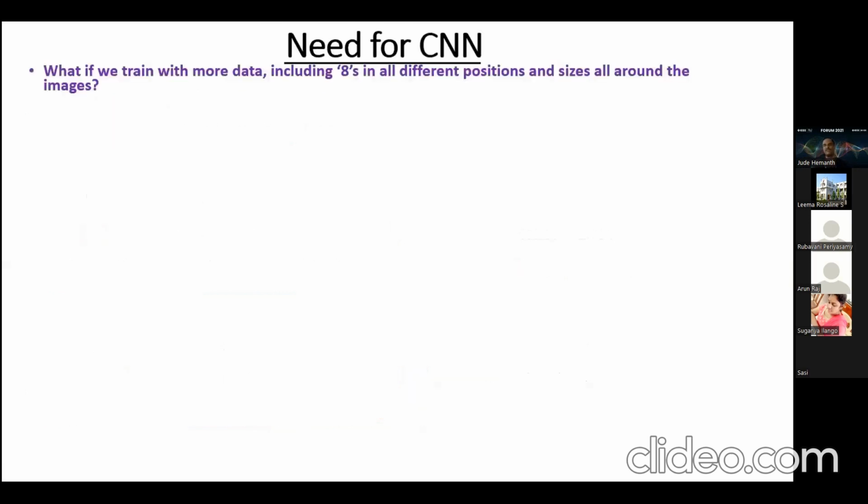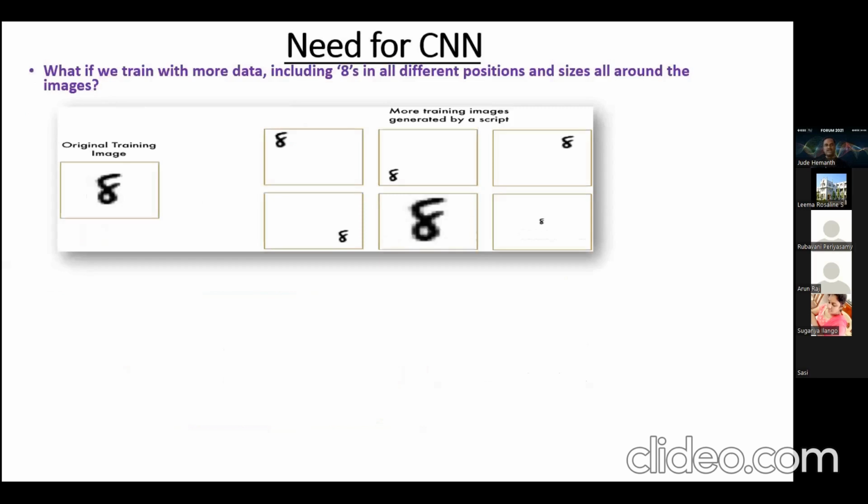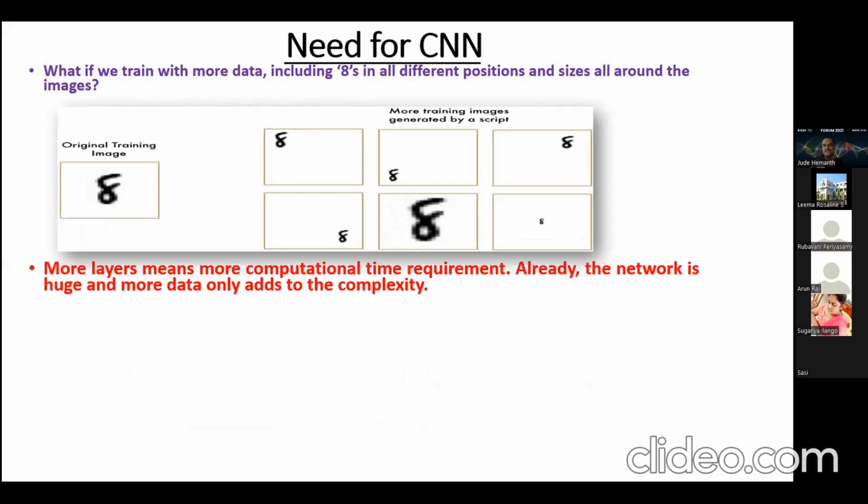How can we solve it? One option is you can write 8 in all different angles, right? How many angles do you have? Infinite. Is it possible practically? Not at all possible. How many sizes can you write? Plenty of sizes again.